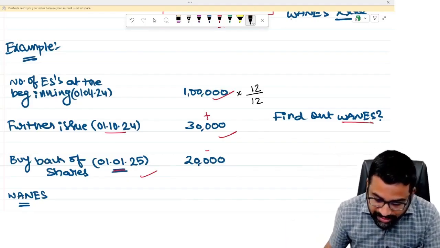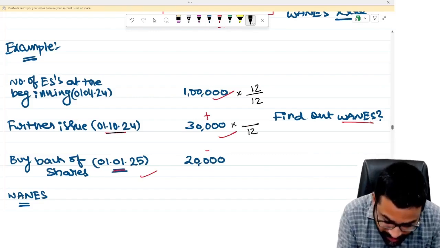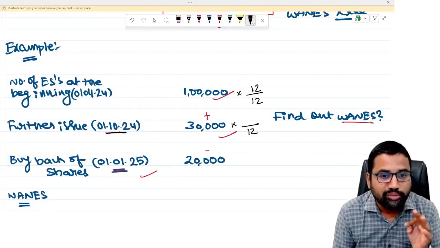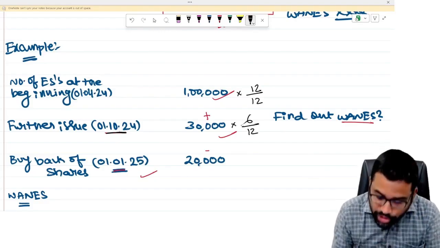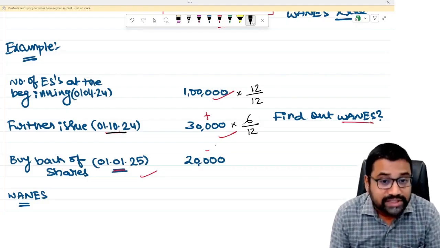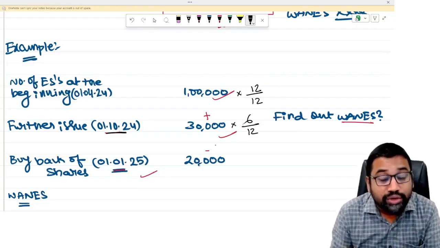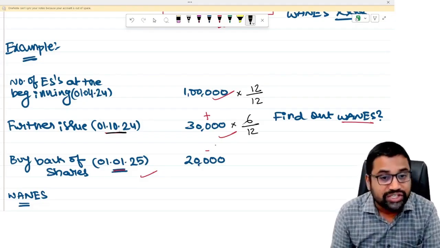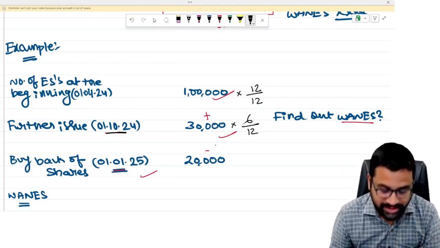Suppose you issued a further 30,000 shares. When did you issue? 1st October. October, November, December, January, February, March: 6 months. You should take 6 by 12. That means 30,000 shares you issued on 1st October, therefore you should not take the total 30,000. The 30,000 is outstanding for 6 months, so 30,000 into 6 by 12. Therefore, 15,000 shares only will be part of the weighted average number of equity shares.